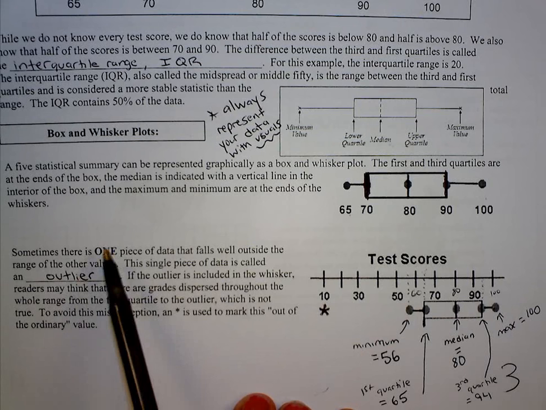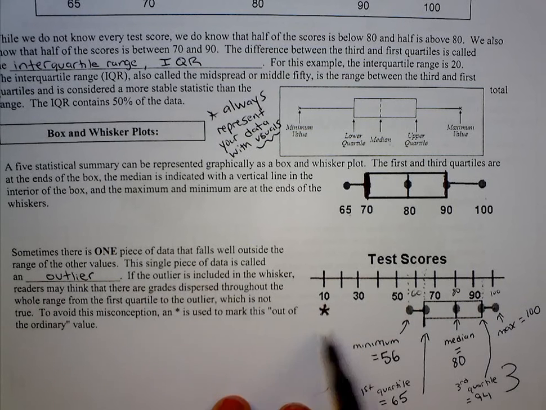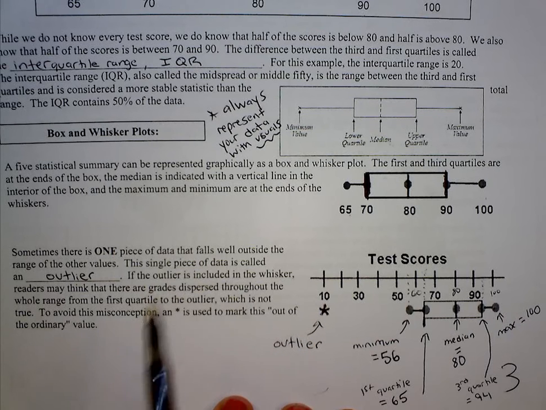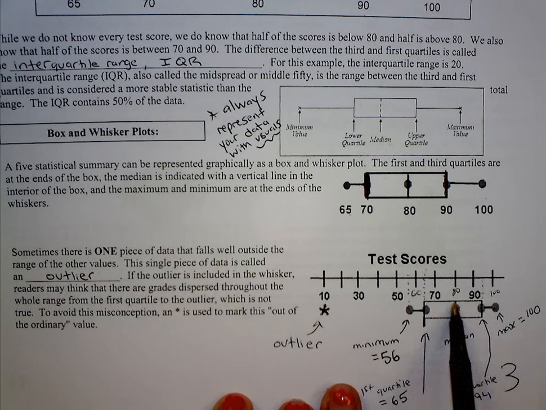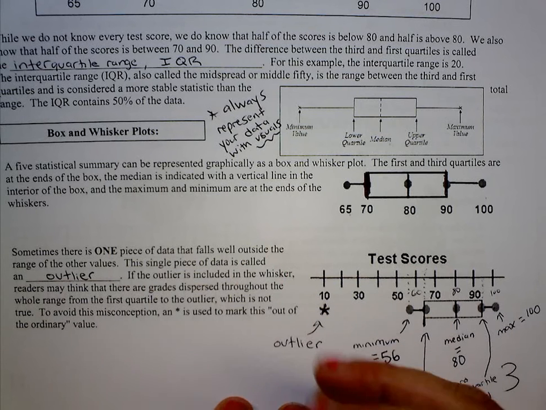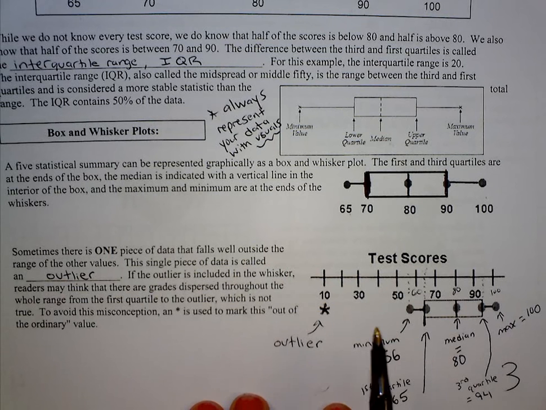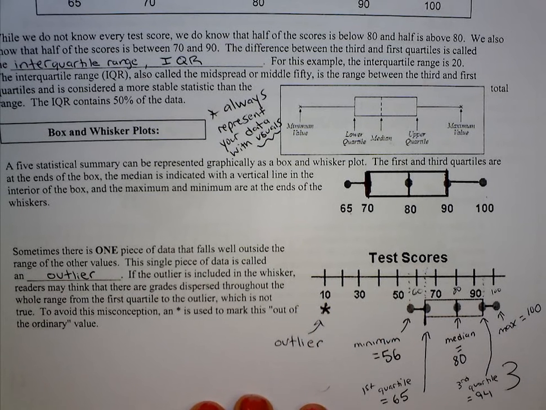Sometimes there is one piece of data that falls well outside the range. This is called an outlier. So we don't include outliers in our box and whisker plot. If we chose to include the outlier, then it skews our results, it skews our data. There are many reasons and factors based on what data you're observing or have for your experiment or survey. But outliers are things that are well away from the rest of your data, and you usually don't want to include that in your statistical analysis because it skews your results.